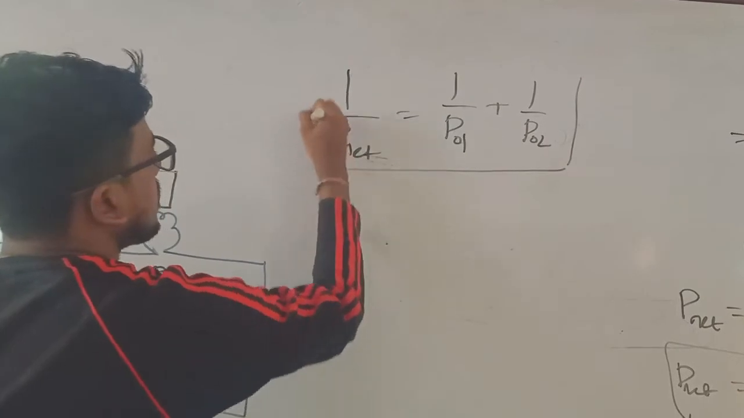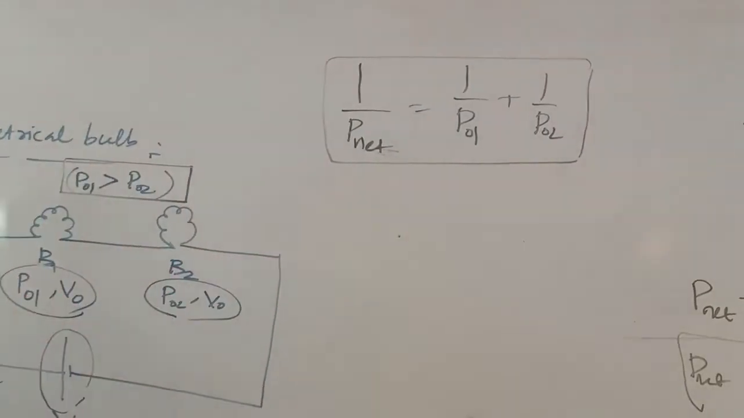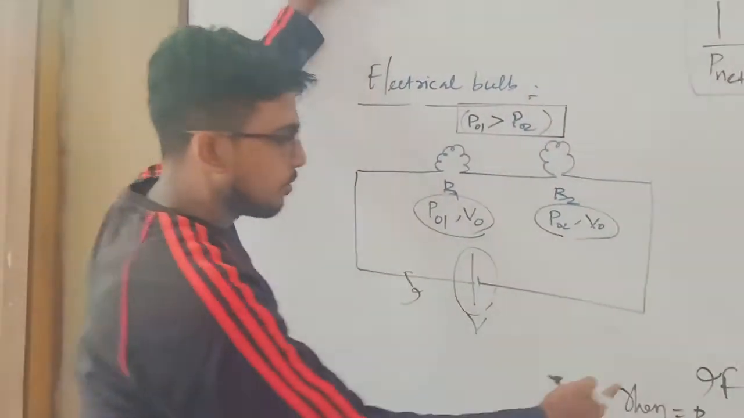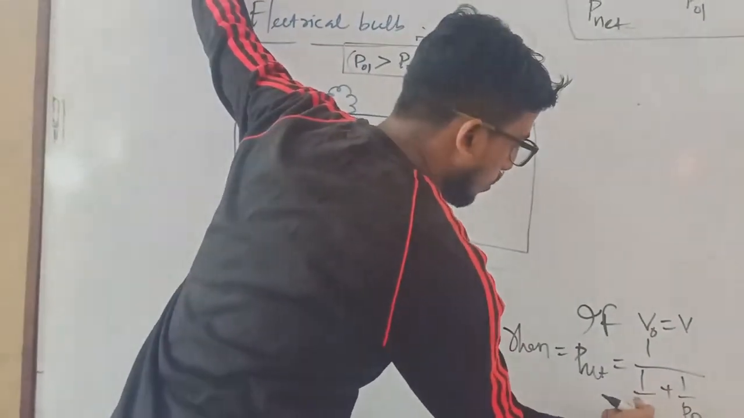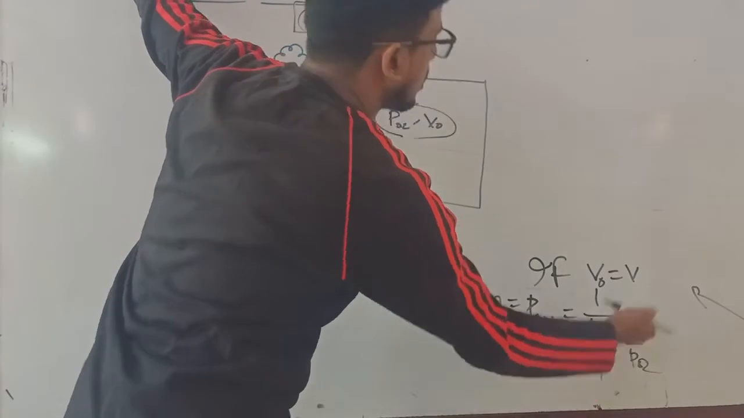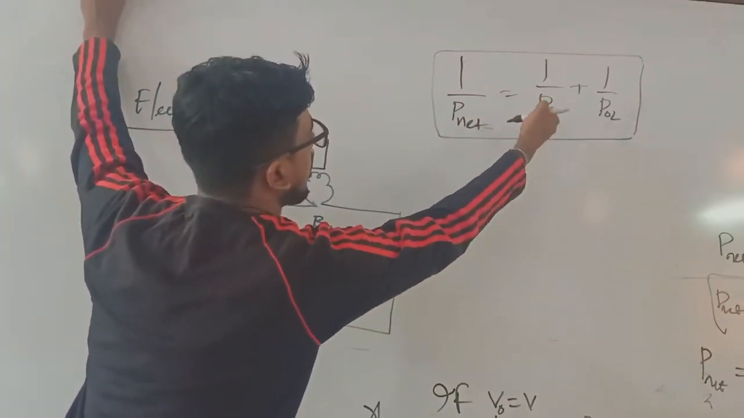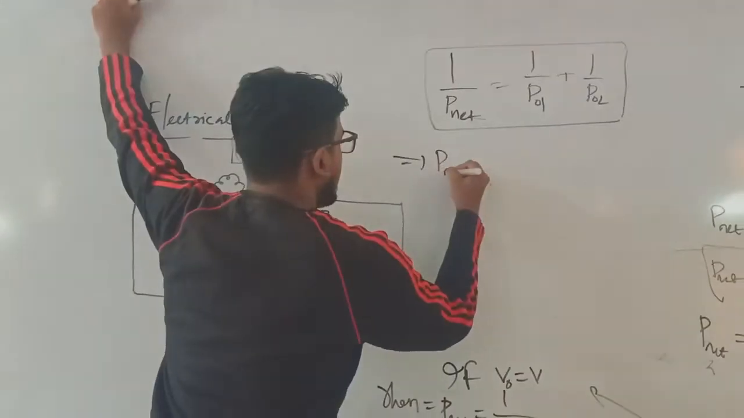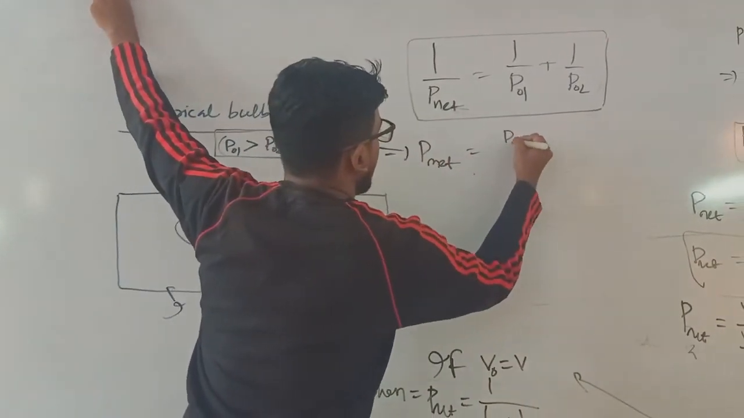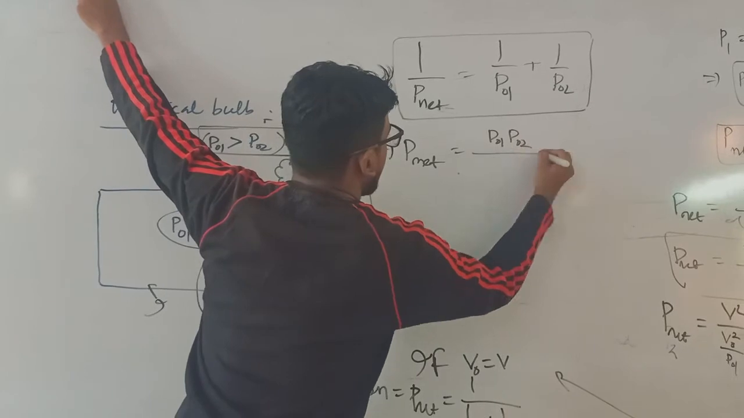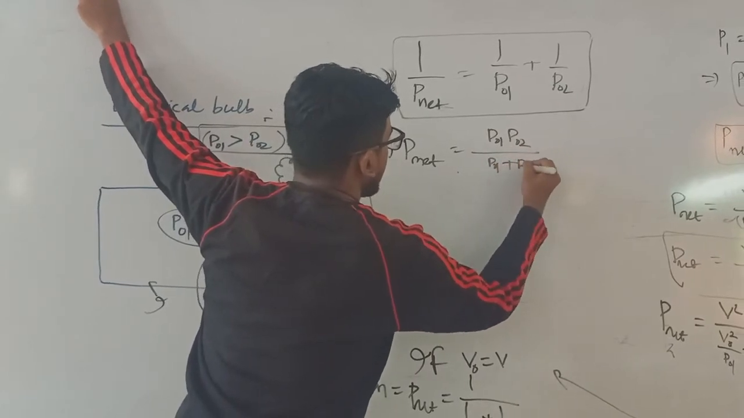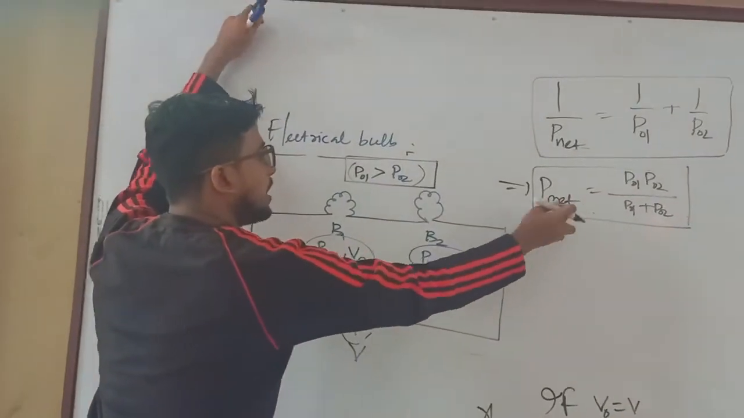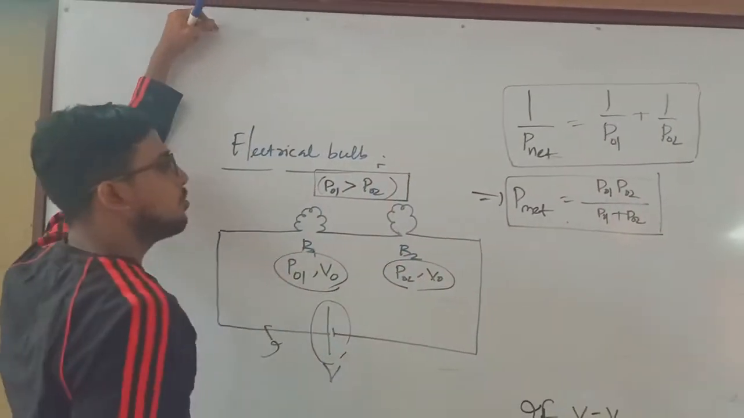So this is the expression for equivalent power calculation when two bulbs are connected in series. From this, 1 by P net equals 1 by P naught 1 plus 1 by P naught 2, or simply we can write P net equals P naught 1 P naught 2 divided by P naught 1 plus P naught 2 for two bulbs. That means the equivalent power depends upon the power consumed by each bulb.